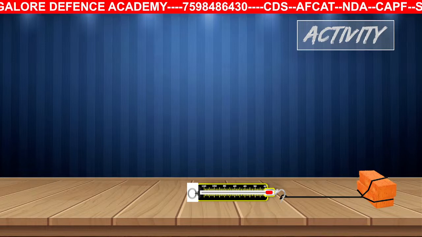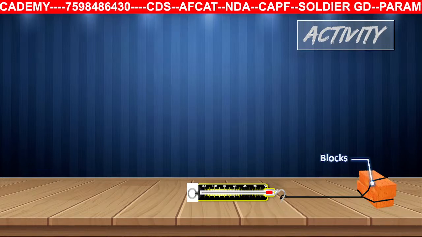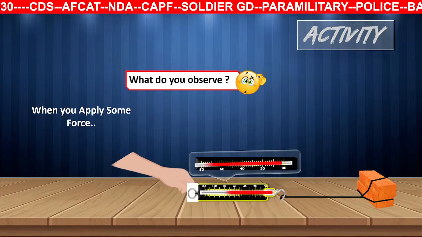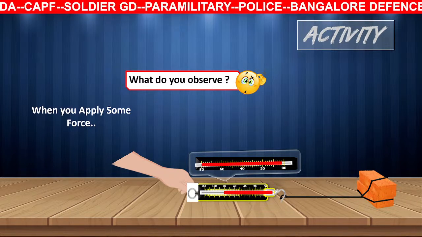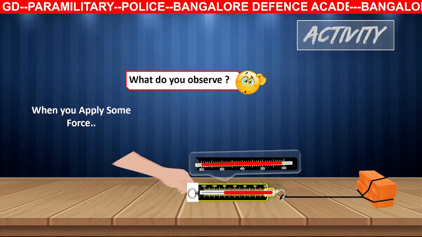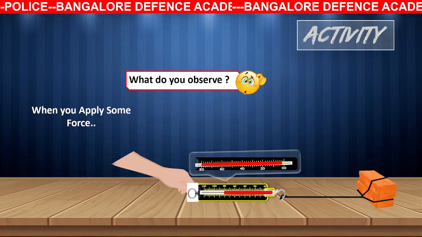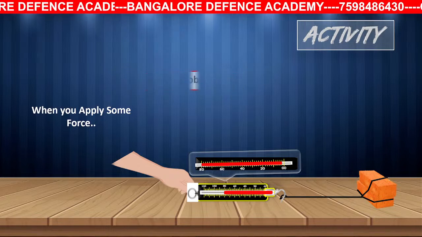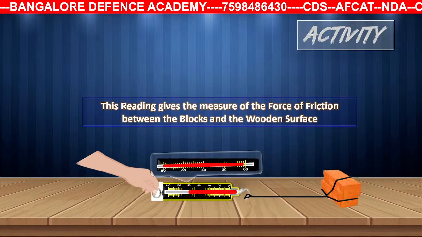Now imagine I am keeping two blocks here. Let us do the same experiment. So you have two blocks here and the reading is 0. Now how much would it be? 80. So what do you understand from this? When you apply 80 force, the block is still not moving. If I apply more than 80, the block will move. So what is this 0 to 80? This is nothing but the friction force. Do you all understand?